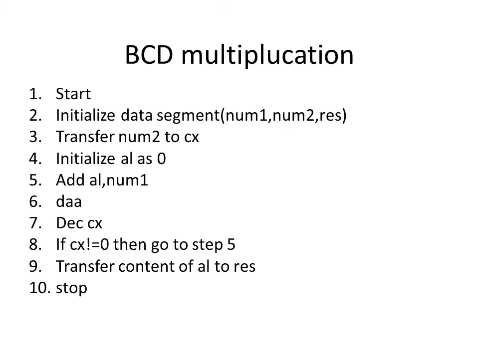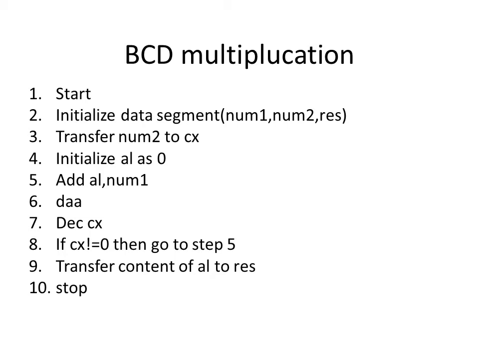Add AL, num1 means 0 is added to num1. Then DAA: whatever the addition in hexadecimal number, that is converted into a BCD number. Then decrement CX by 1. The CX value was set to num2, and now it is decremented by 1. And again, whatever addition was performed previously is stored in AL, and to that again num1 gets added. So num1 will be added 2 times. Then in the third iteration num1 will be added 3 times. In the fourth iteration num1 will be added 4 times. In the fifth iteration num1 will be added 5 times.